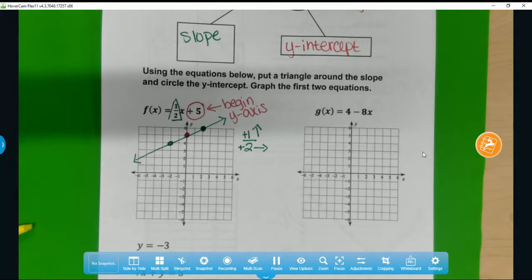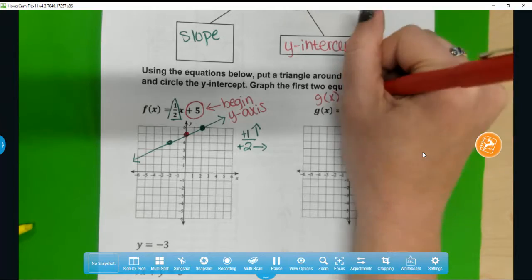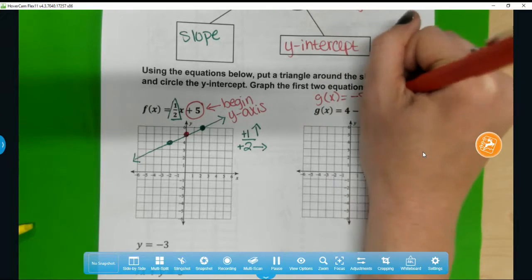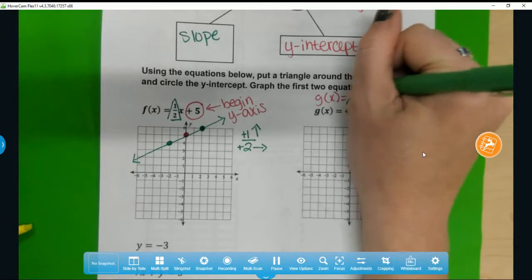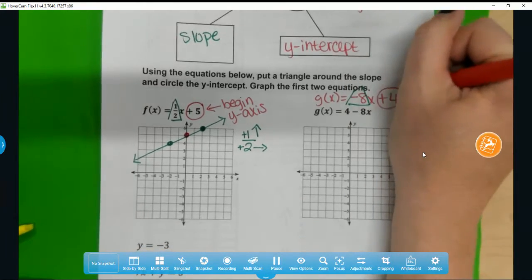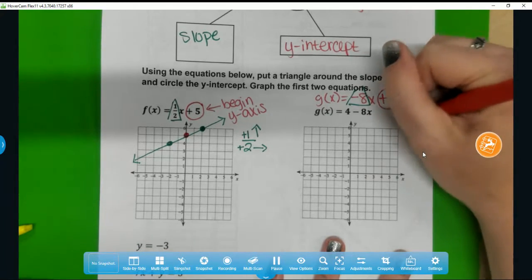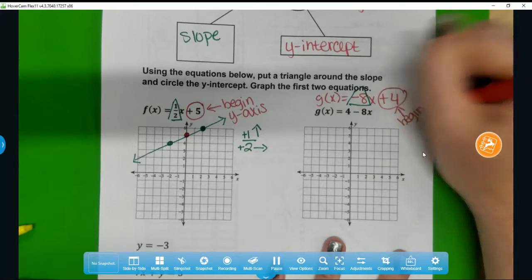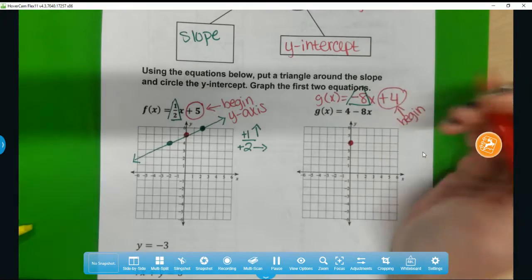All right, on the next one, notice that the order is different. So I'm going to go ahead and rewrite it. I'm going to put a triangle around my slope and circle my y-intercept. Again, this is where you begin because it's the b value. So I'm going to put a point at 4.